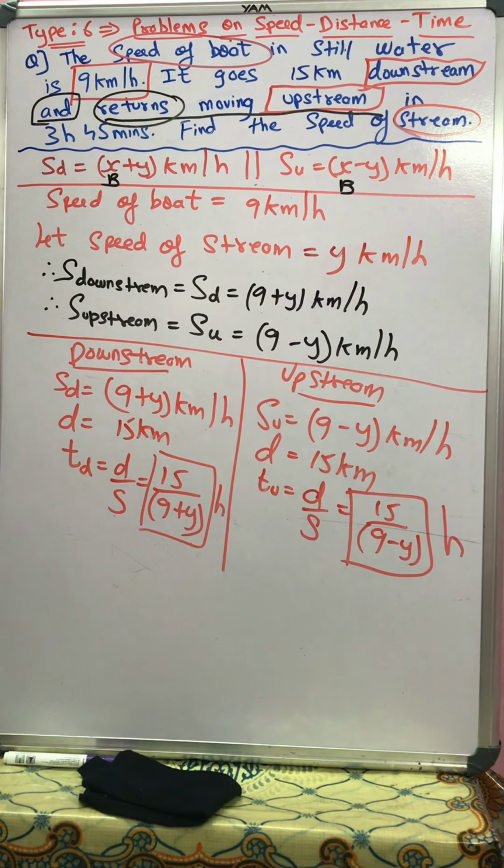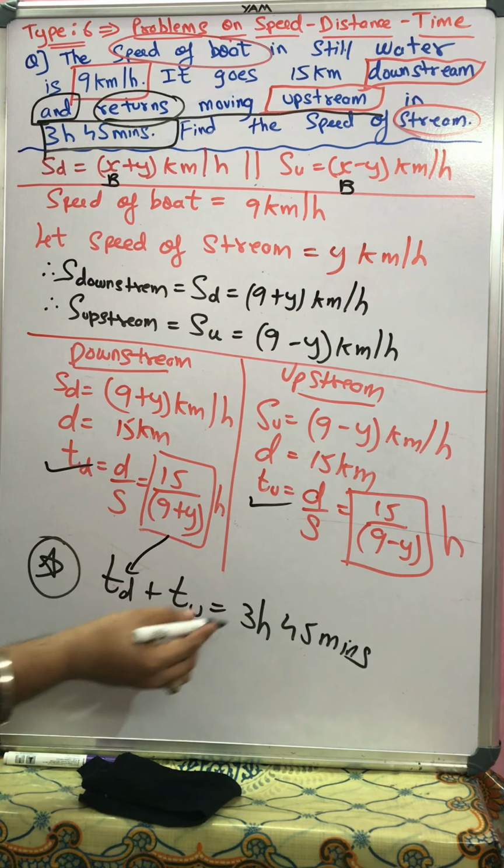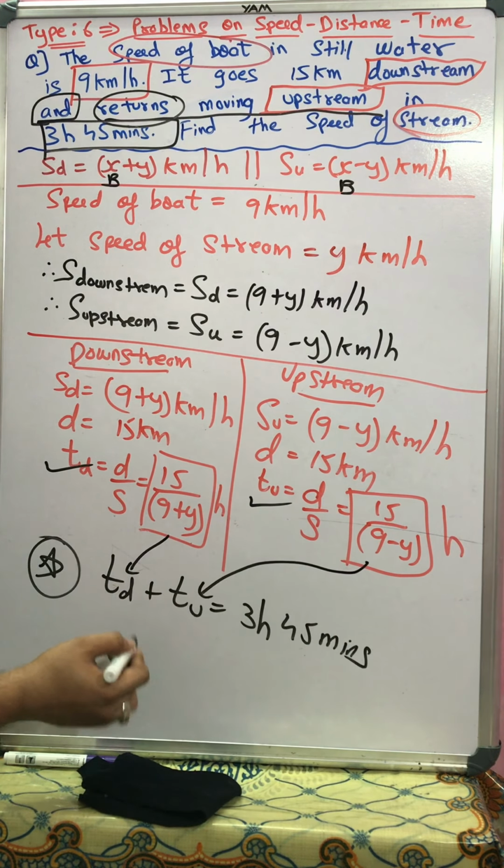Okay, so we got to know the time required in going downstream, and the time required for the upstream. Can I say time for downstream plus time for upstream is nothing but 3 hours 45 minutes? It's given to us that the time for the complete journey is 3 hours 45 minutes. And students, this is the catch of the sum. At the place of TD, I'll substitute this. At the place of TU, I'll substitute this. And don't forget that we have to convert this 45 minutes into hours. Please pause the video.